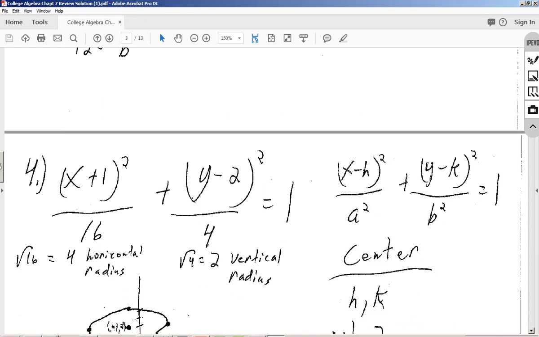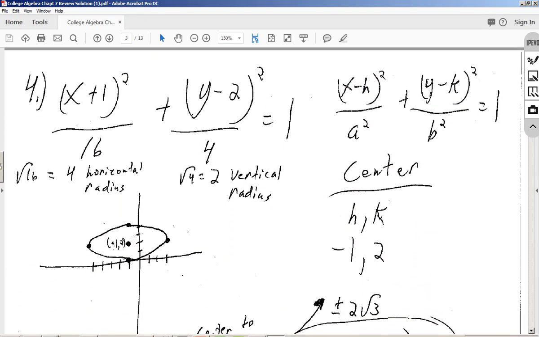On number 4, now we're going to take a look at an ellipse that has a shift to it. Here's my equation: x plus 1 squared all over 16 plus y minus 2 squared all over 4 all equals 1. I want to graph the ellipse. I'm also going to give the location of the foci.